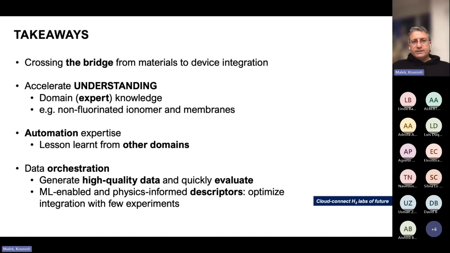Crossing the bridge from materials to device integration is important. And it's not only about accelerating the development, it's also accelerating the understanding. And as I said, the domain knowledge on the interfaces, and also understanding the impact of non-fluorinated ionomer membrane, which is a new aspect of the materials, is extremely important in this process. And then some other domains also have done a lot of this in the past that we can learn from.